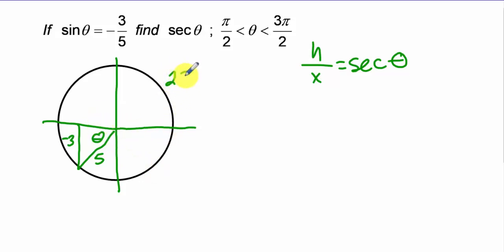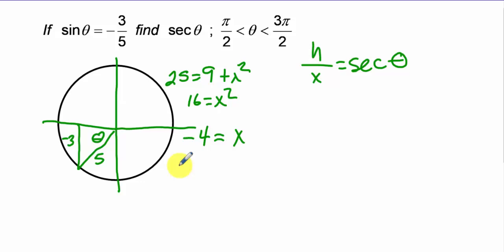I have 25 is equal to 9 plus x squared. This will be 16 is equal to x squared. And then square root that, so x is equal to 4. However, since I'm in the third quadrant, I have to have a negative. Remember, when I take the square root of both sides, I'd have actually plus or minus 4 is equal to x, but I only use the negative since I'm in the third quadrant. So again, my hypotenuse in this case was 5. My x value is 4. I can put the negative here, or I can put it out here.